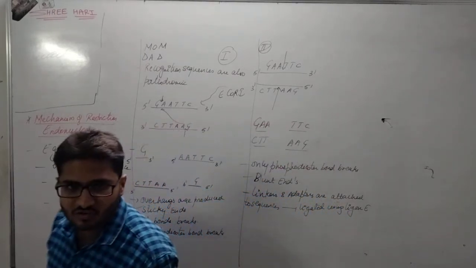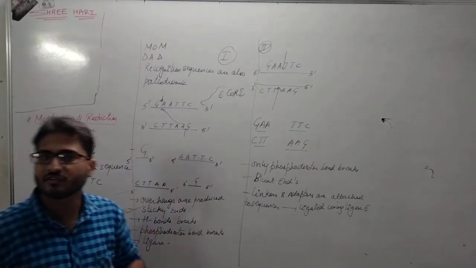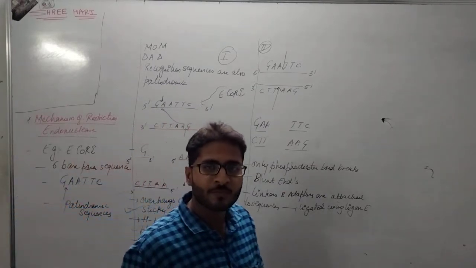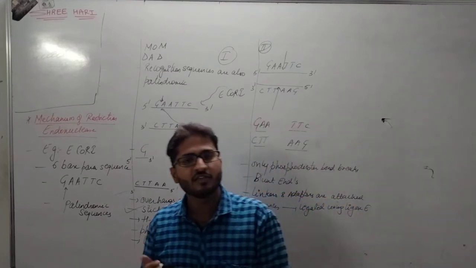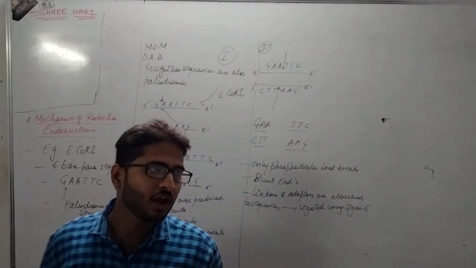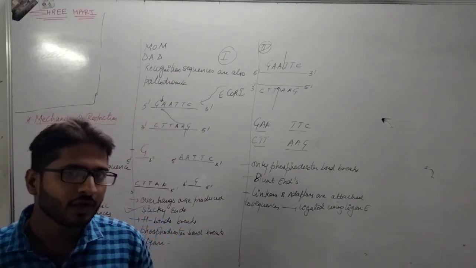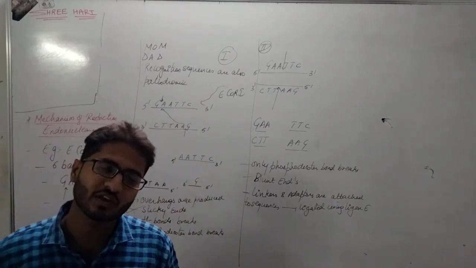So this is all about the restriction endonuclease enzyme mechanism. Previously we discussed what restriction endonuclease is, the various types of restriction endonuclease, certain facts and figures, and the first restriction endonuclease. Now in the next part we will discuss the separation of DNA using agarose gel.